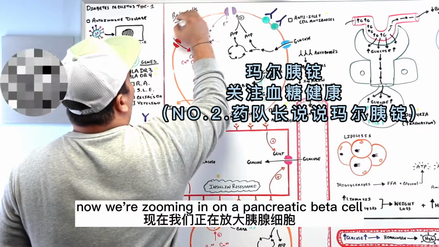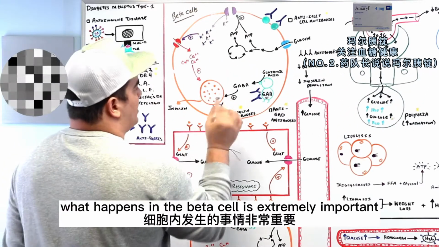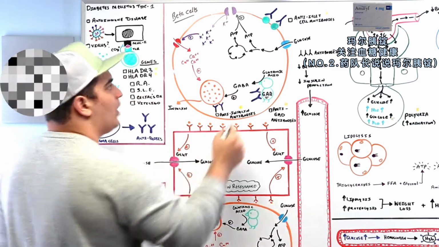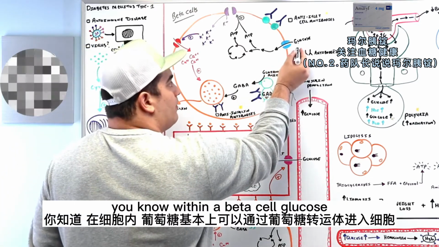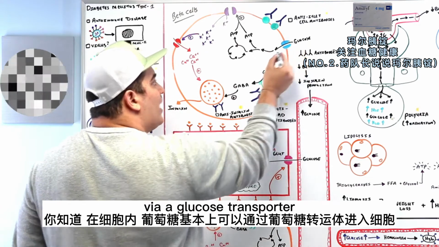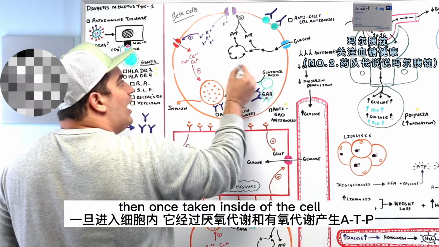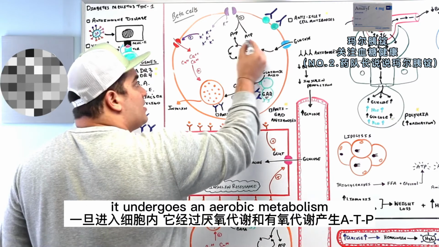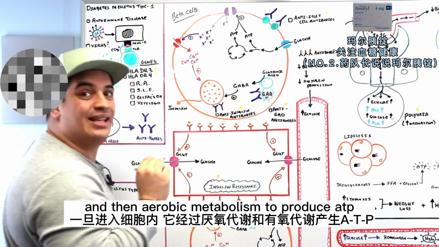Now we're zooming in on a pancreatic beta cell. What happens in the beta cell is extremely important. Within a beta cell, glucose is able to come into these cells via a glucose transporter. Then, once taken inside the cell, it undergoes anaerobic metabolism and then aerobic metabolism to produce ATP.